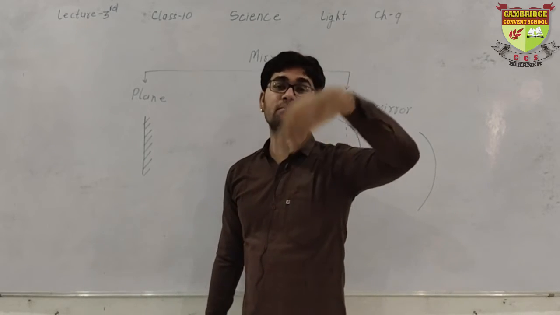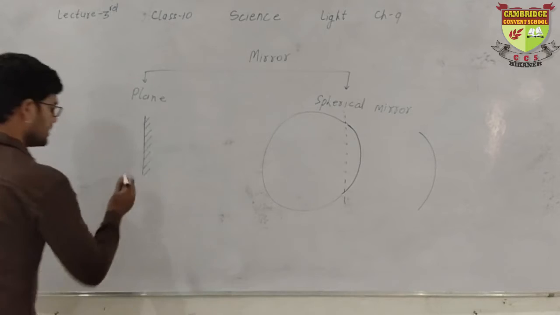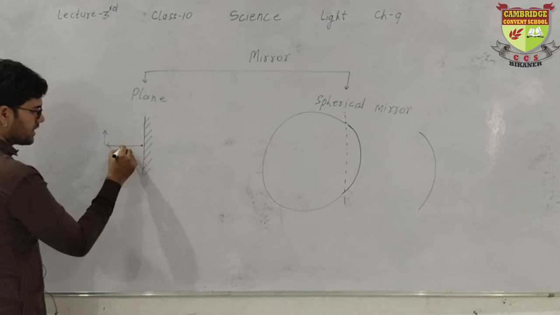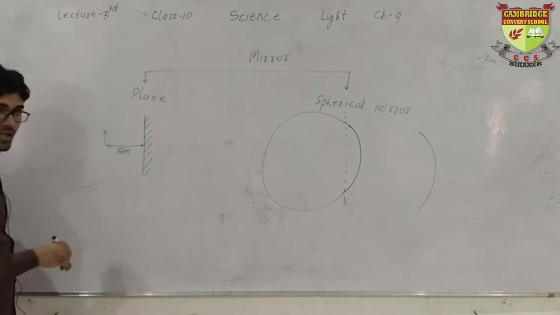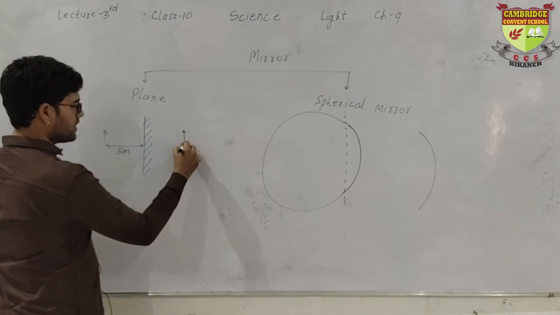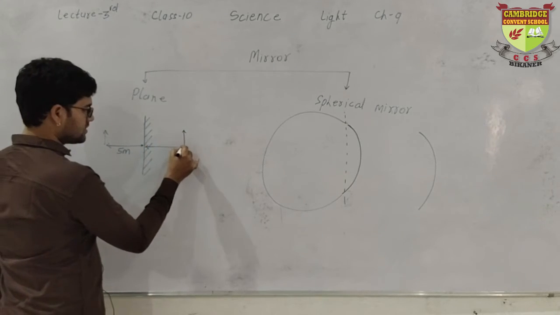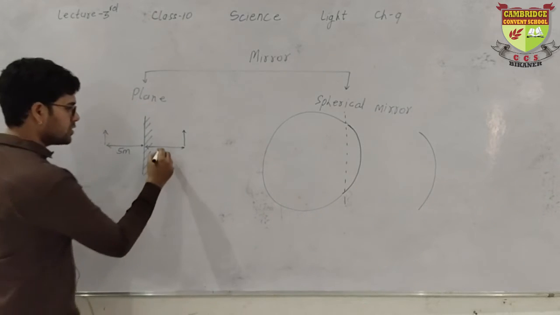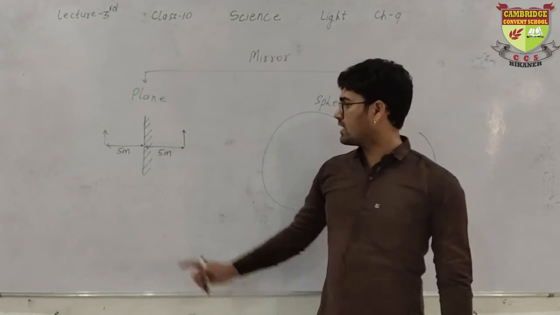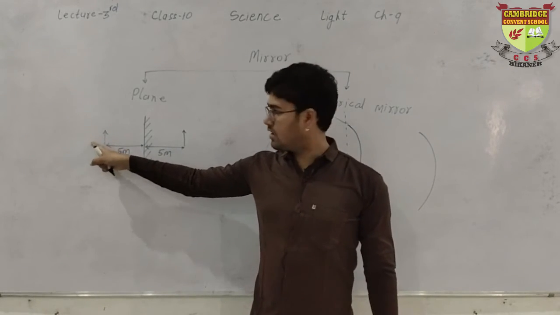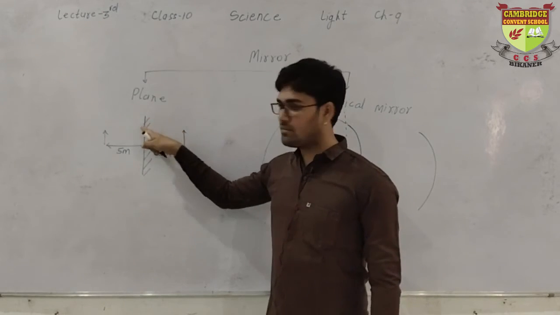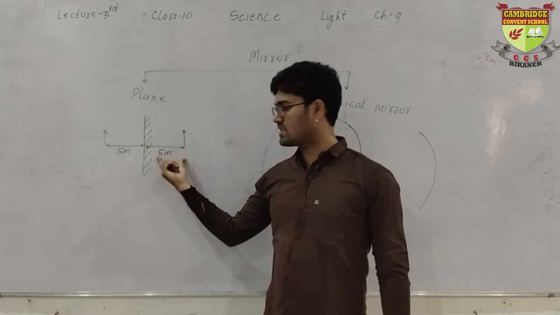So at how much distance will my image look? This is a mirror. I am standing here. This is a particular gap, or I will say a 5-meter gap. Inside the mirror, where will I look? I will look somewhere here, and what will be this distance? 5 meter, absolutely. This is one of the properties of a plane mirror, that the distance of the object from the mirror is equal to the distance of the image from the mirror. This distance and this distance are the same.